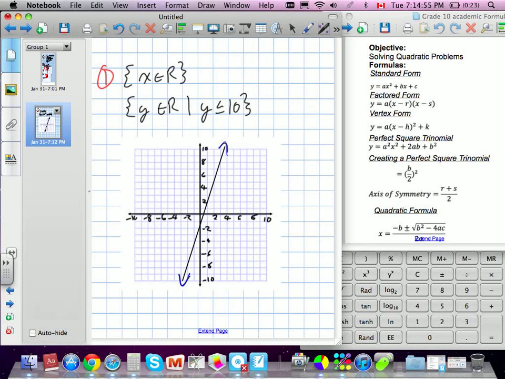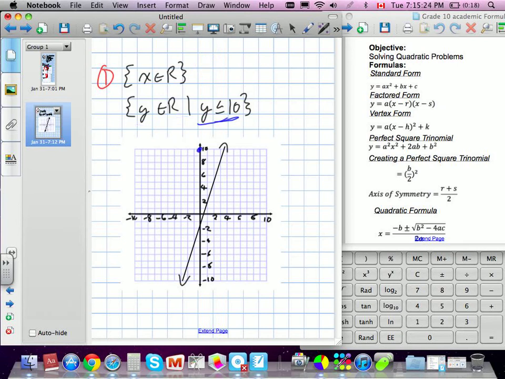Okay, so x is an element of R deals with our left and right, so x is the element of all real numbers. So will this go left and right forever? Okay, so that makes sense. Now we have y is an element of R, so it's a continuous function. Y is the element of all real numbers, such that y is less than or equal to 10. We look at the number 10. Is this function stopping here? Is it going to continue to go? So does it satisfy this here? No, it doesn't satisfy this.